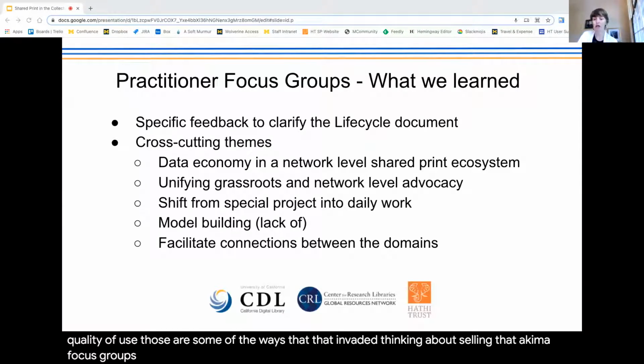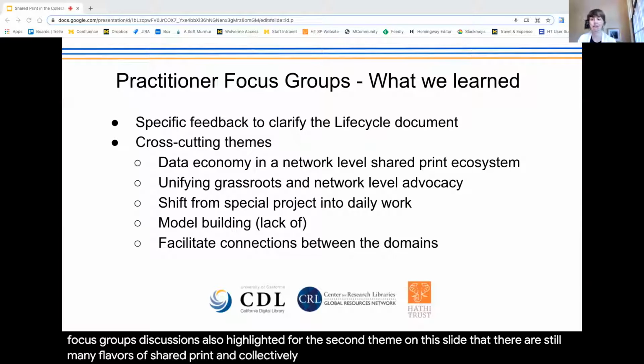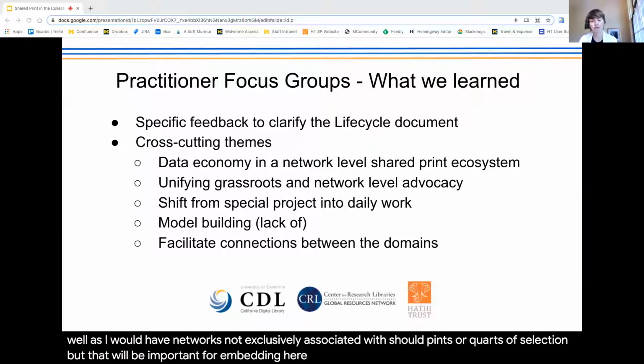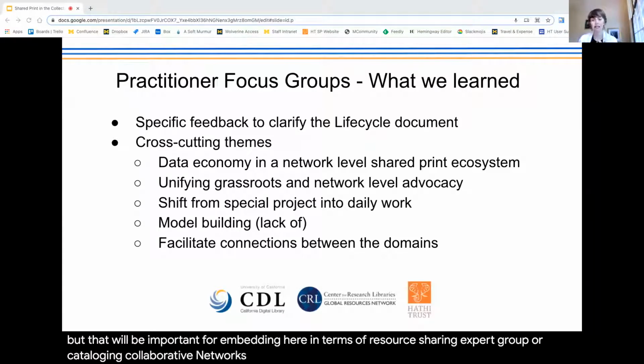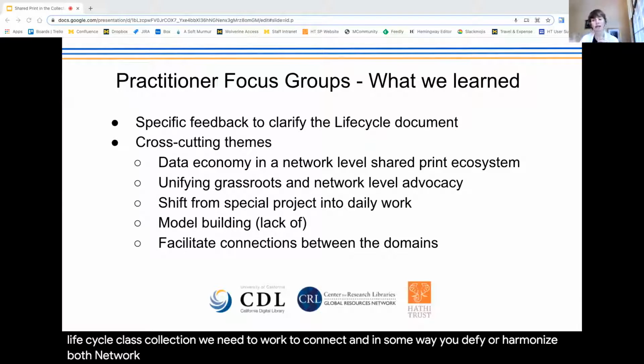Focus group discussions also highlighted, per the second theme on this slide, that there are still many flavors of shared print and collective collections being defined at small and large scales, as well as collaborative networks not explicitly associated with shared print or collective collections, but that will be important for embedding shared print into library services. So thinking in terms of resource sharing expert groups or cataloging collaborative networks. So for us to realize a vision of embedding shared print in the life cycle of collections, we need to work to connect and in some way unify or harmonize both network and grassroots efforts.